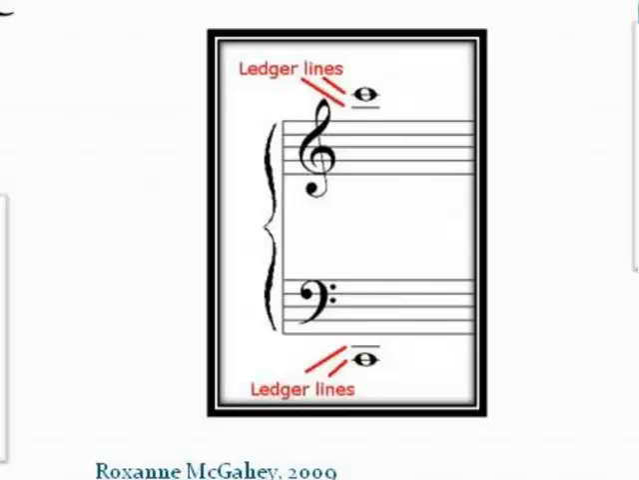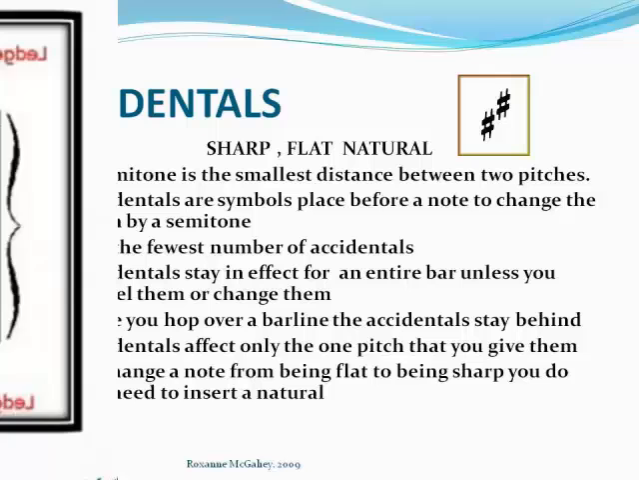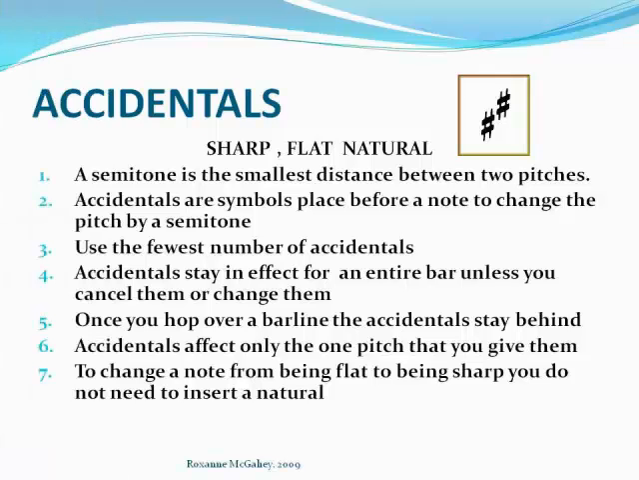Let's review accidentals. Think of an accidental as a temporary note change for one pitch for the duration of one measure. Accidentals can lower or raise notes by a half step or a semitone. Remember that a half step or a semitone is the smallest distance between any two notes. It's important to use only the accidentals that are absolutely necessary. And remember that the accidental only affects that pitch for that one measure.